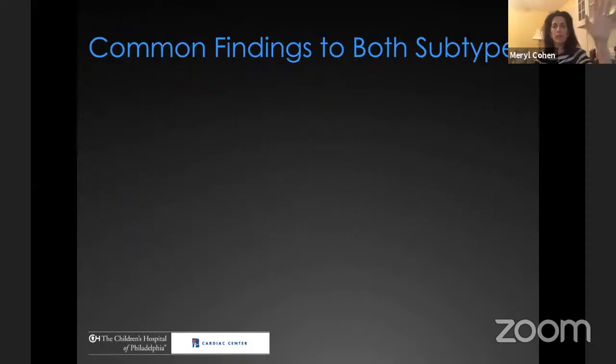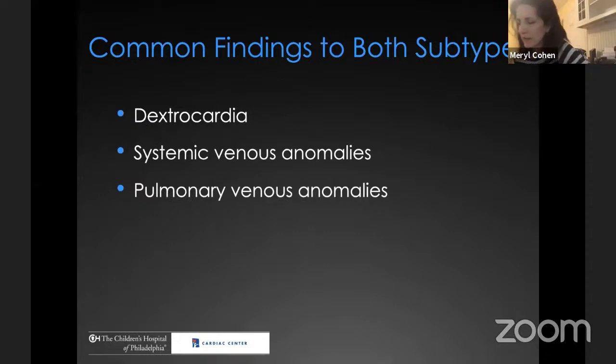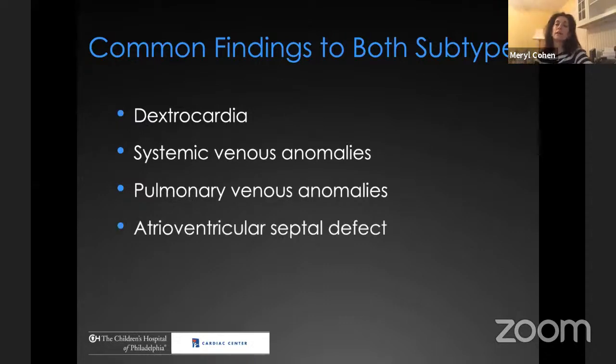So we'll just start by talking about some common findings to both subtypes. None of these are consistent in every patient, but they're just frequently seen. And these are frequently seen in left isomerism as well as right isomerism. And that includes dextrocardia, which occurs in about 1/4 to 1/3 of patients with heterotaxy. Systemic venous anomalies are seen very frequently in both disorders. Pulmonary venous abnormalities are quite common. It is very common to see an atrioventricular septal defect in left or right isomerism, as well as right aortic arch, again, about 1/4 to 1/3 of patients.